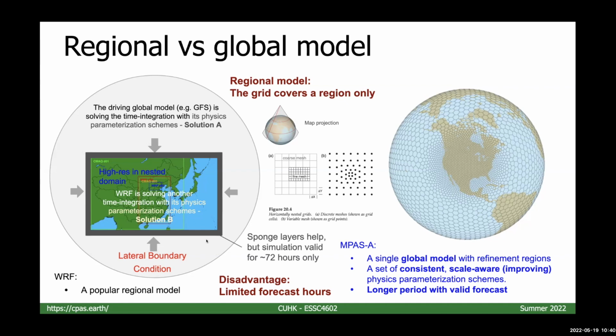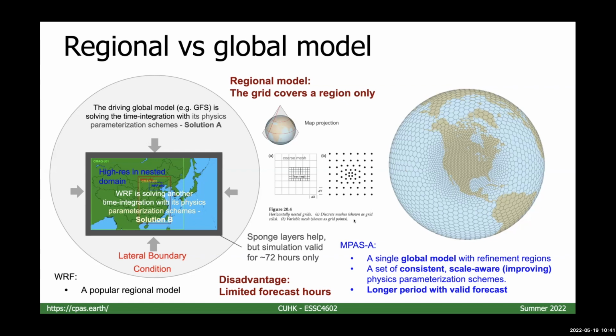And then we would like to introduce the MPAS model. It has the virtue that it is a single global model, yet with a refinement region and smooth transition of resolution like this example. So it doesn't have the lateral boundary problem.